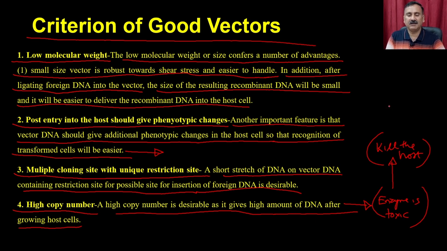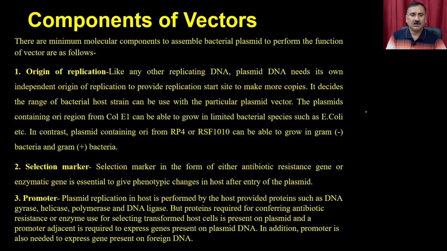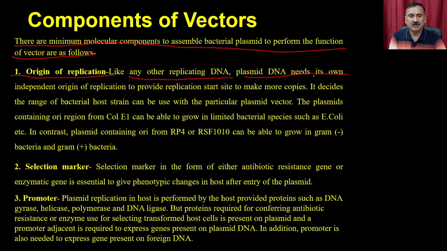Now, if I have to design a vector, what are the different components I should use? There are minimum molecular components which are required to assemble the vector to perform its function as a vector. For example, it should have the origin of replication. Like any other replicating DNA, plasmid DNA needs its own independent origin of replication to provide the replication start site to make more copies. It decides the range of bacterial host strains that can be used with the particular plasmid vector.